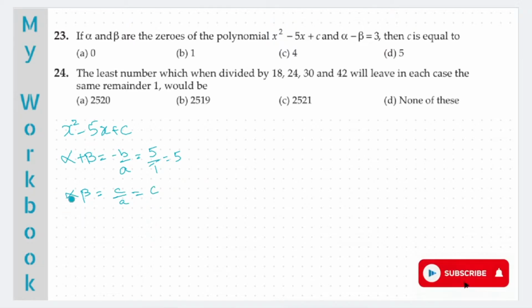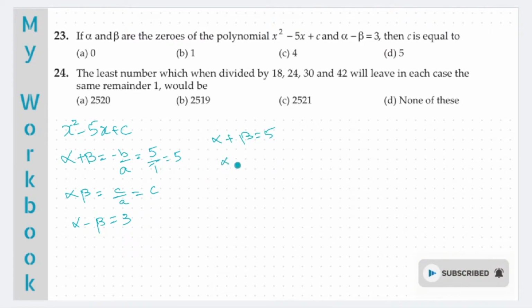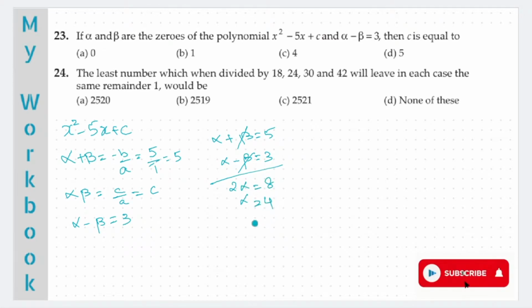Now it's also given in the question that alpha minus beta is 3. So we have two equations, alpha plus beta is 5 and alpha minus beta is 3, from which we can get the value of alpha as 4. If alpha is 4, beta will be 1. So we are asked to find c. You know that alpha beta is c.